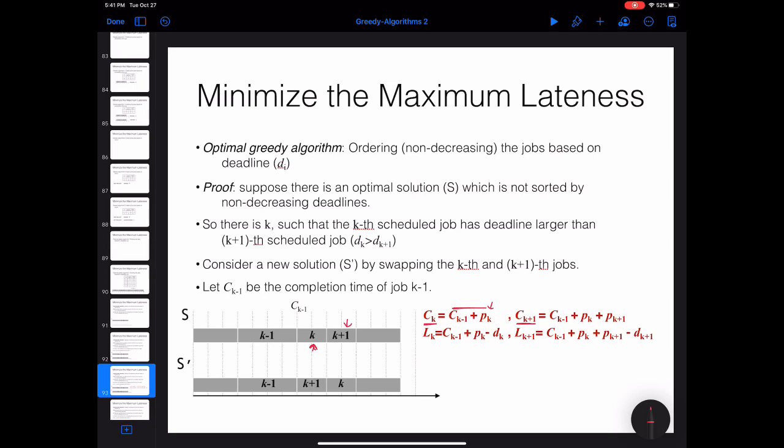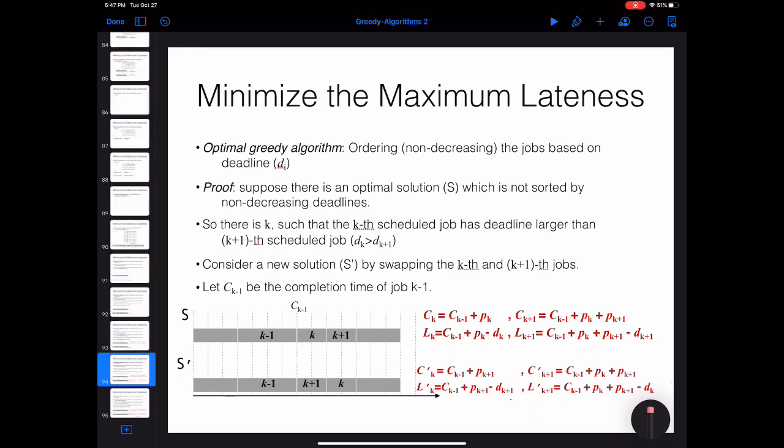Based on this, I am going to calculate the latency as well. The latency for the kth job is going to be the completion time of the kth job minus the deadline. And the latency for the K plus 1 job is going to be the completion time of the K plus 1 job minus the deadline. Okay, I have calculated these two formulas. I'm going to do exactly the same calculation for this new solution. The only difference between this S prime and S is that I have changed the order of these two jobs.